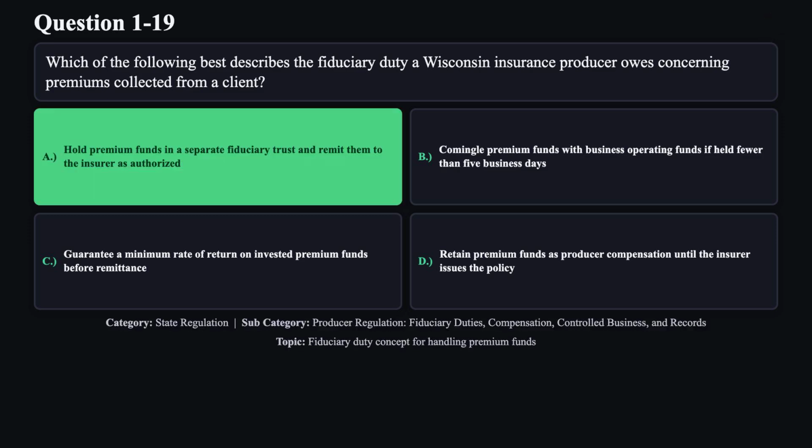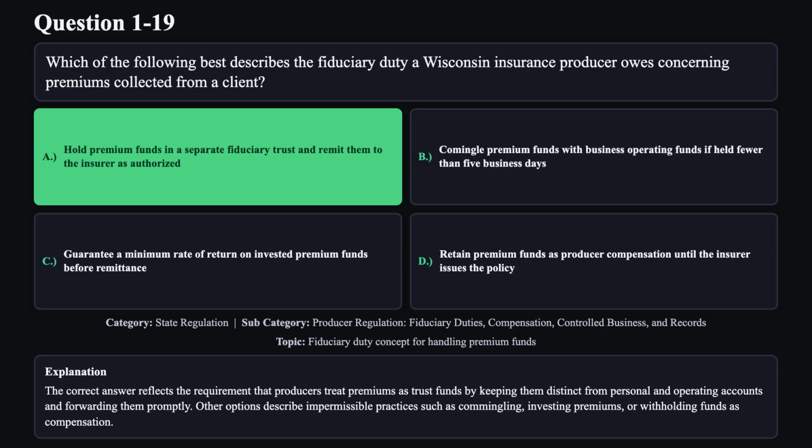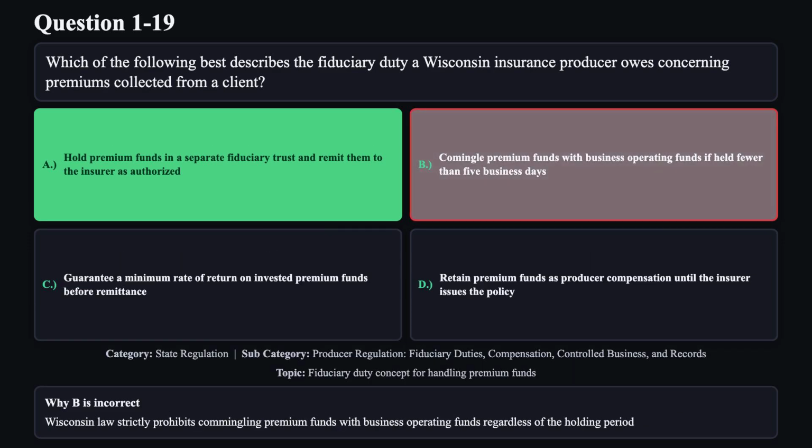The correct answer is A. The correct answer reflects the requirement that producers treat premiums as trust funds by keeping them distinct from personal and operating accounts and forwarding them promptly. Other options describe impermissible practices such as commingling, investing premiums, or withholding funds as compensation. Reason B is not correct.